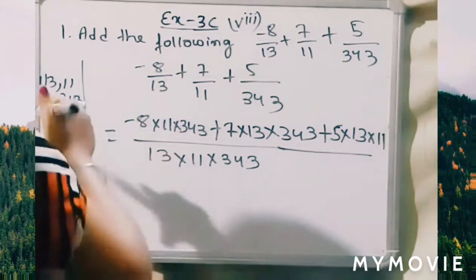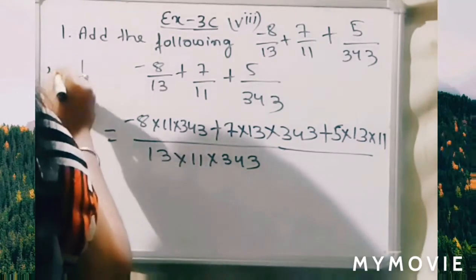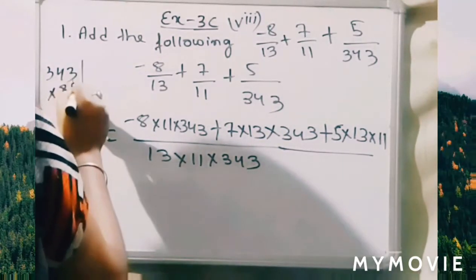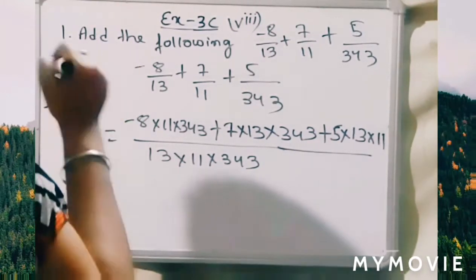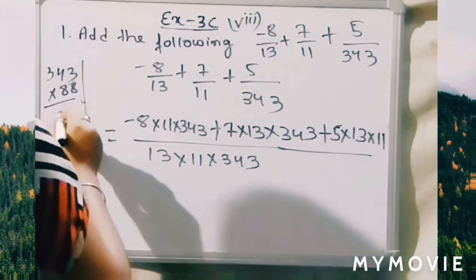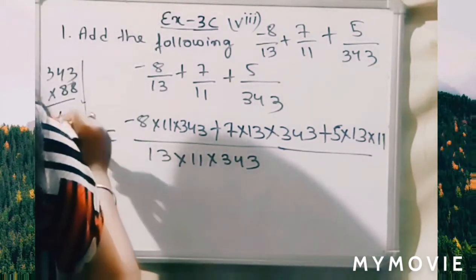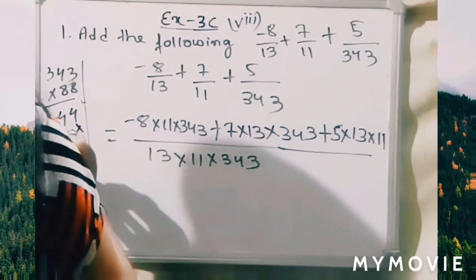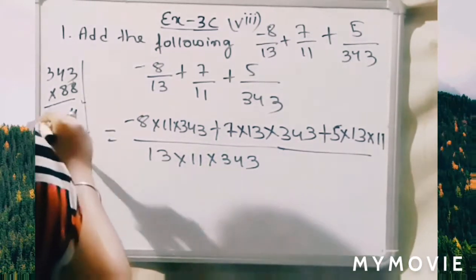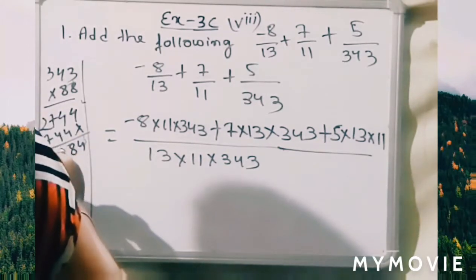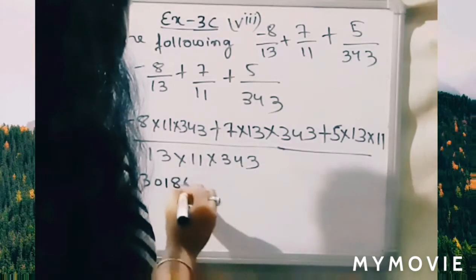Afterwards, you will multiply with 343. For that, that's why I am telling you to learn the table. 8 3s are 24, carry 2. 8 4s are 32, 32 plus 2 is 34. Again carry 3. 8 3s are 24, 24 plus 3 is 27. So 4, 4, 7, 2. Then 8 11s are 88, 88 plus 3 is 91... Your answer 3, 0, 1, 8, 4.